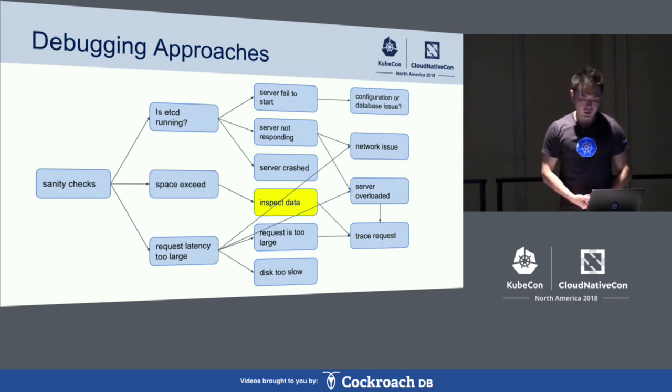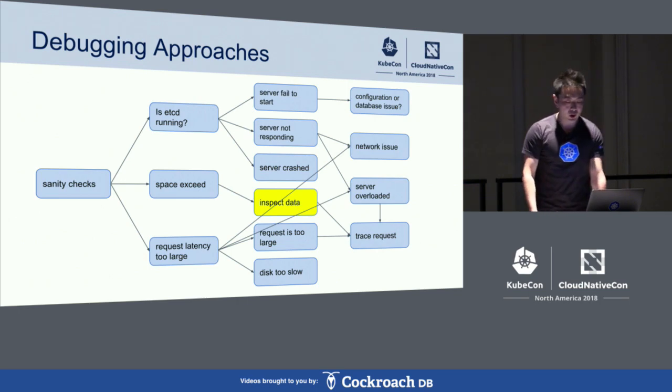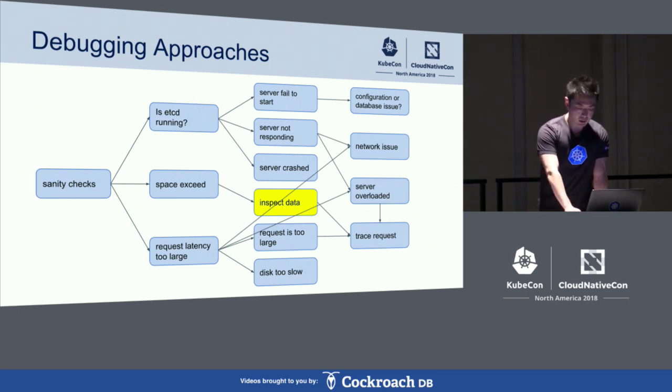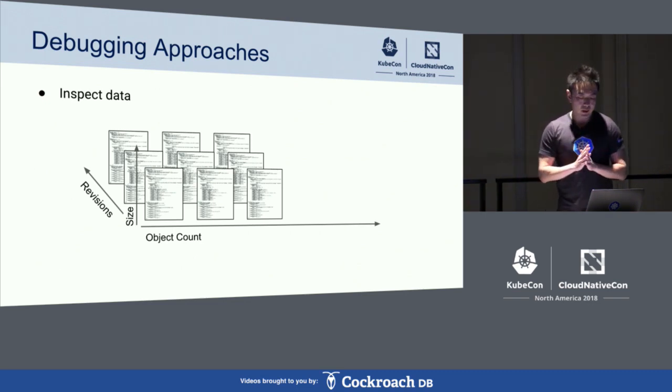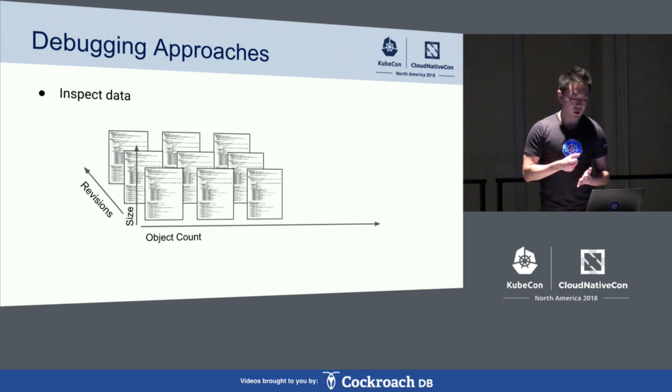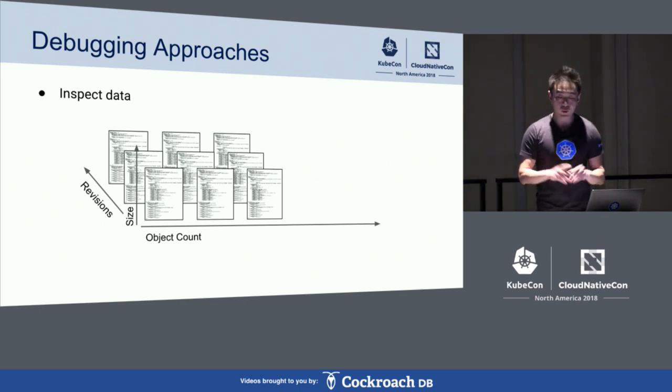Another debugging approach I want to talk about is inspecting data. Joe already mentioned in the previous slides to use Auger to inspect data. Here, I just want to emphasize that it's really important to remember there are 3 dimensions in the database. How many objects do you have in your database? How big are those objects? And the third one might not be so obvious, but Joe already tried to emphasize it: the revisions.